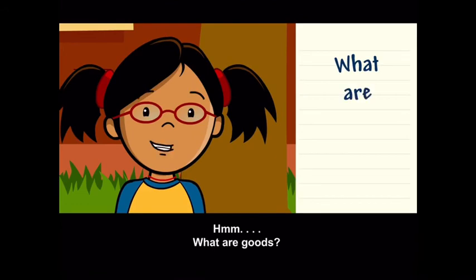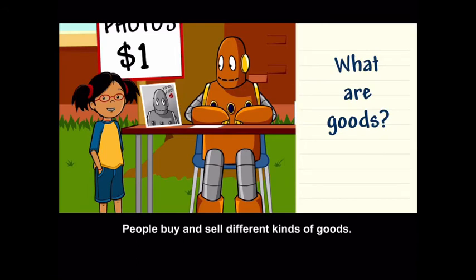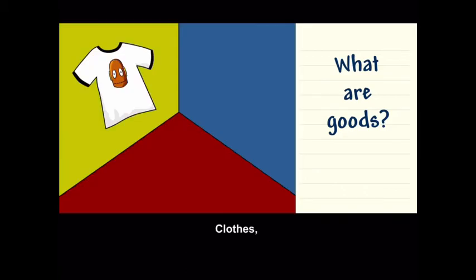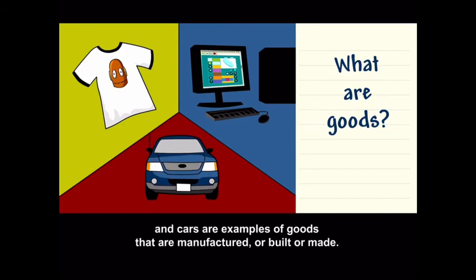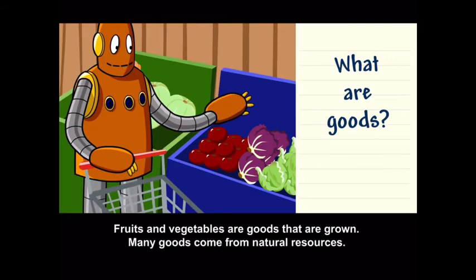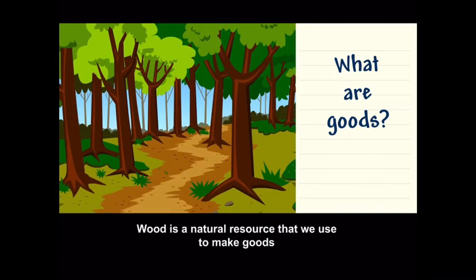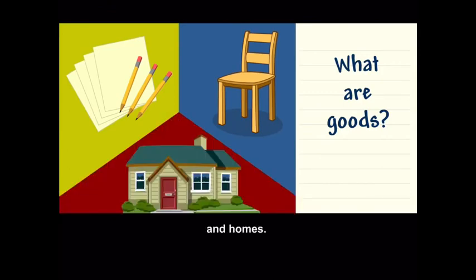What are goods? People buy and sell different kinds of goods. Goods are things that are made or grown. Clothes, computers, and cars are examples of goods that are manufactured or built or made. Fruits and vegetables are goods that are grown. Many goods come from natural resources. Wood is a natural resource that we use to make goods, like paper and pencils, furniture, and homes.